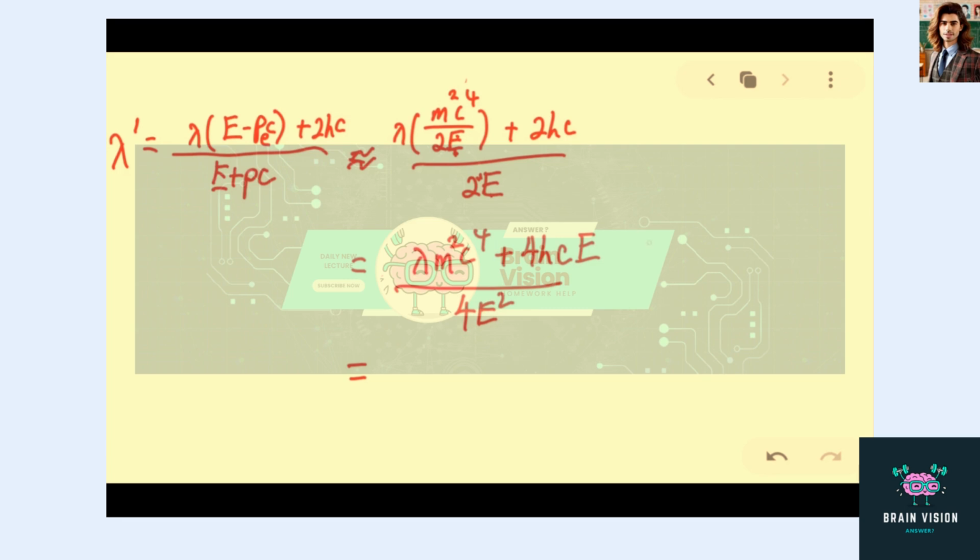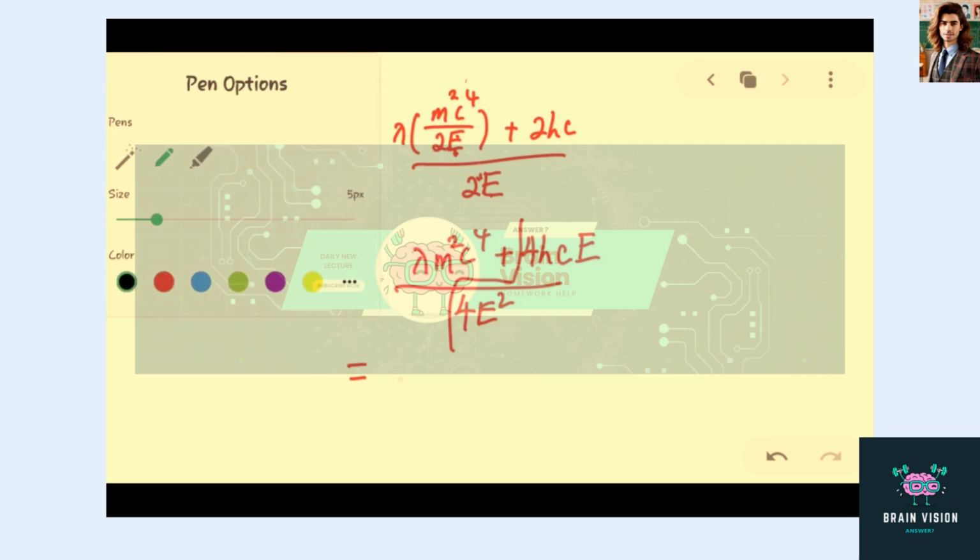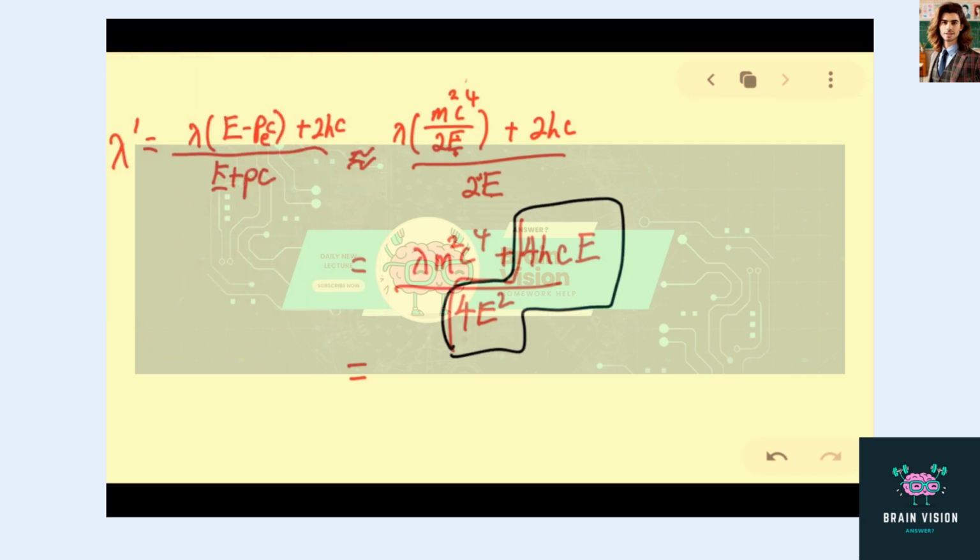We can get the common term, which is hc over E. This factor right here simplifies into hc over E. So this is lambda m squared c^4 over E squared plus hc over E.